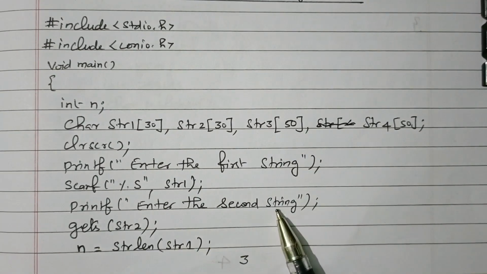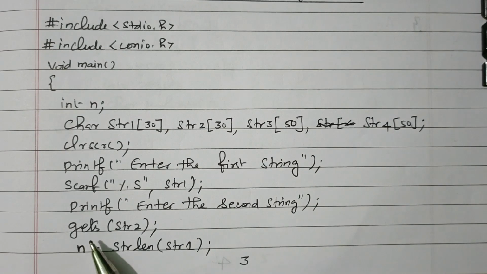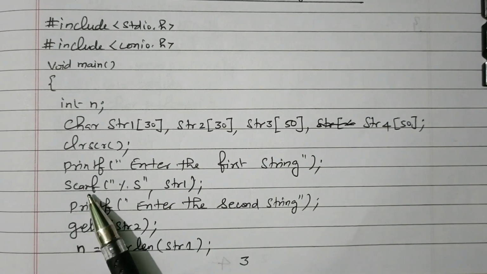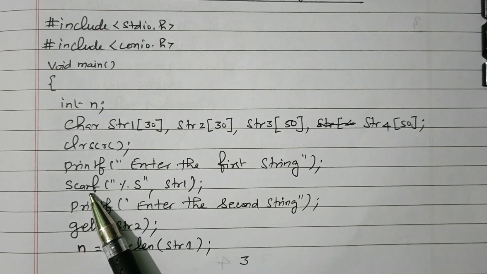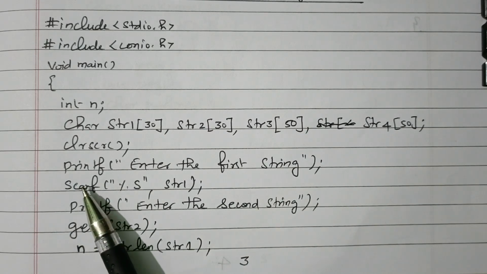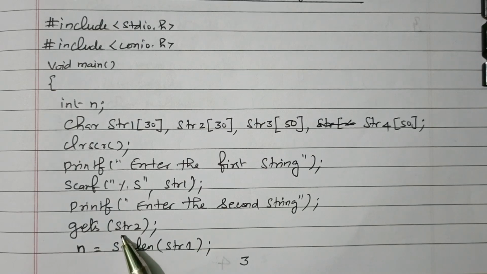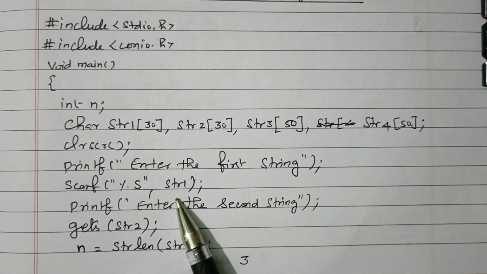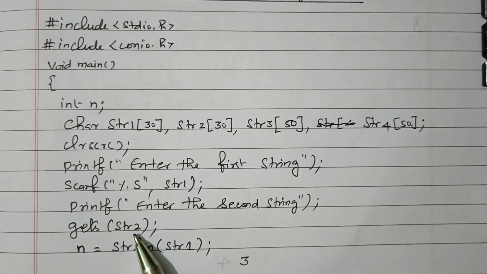Printf, enter second string. Gets, the string. Scanf is one type of function to read characters from the user. Gets is also used to read the string of characters from the user. Gets is very similar to scanf. str2, right? String 1 is scanned by the scanf function. String 2 is scanned by the gets function.